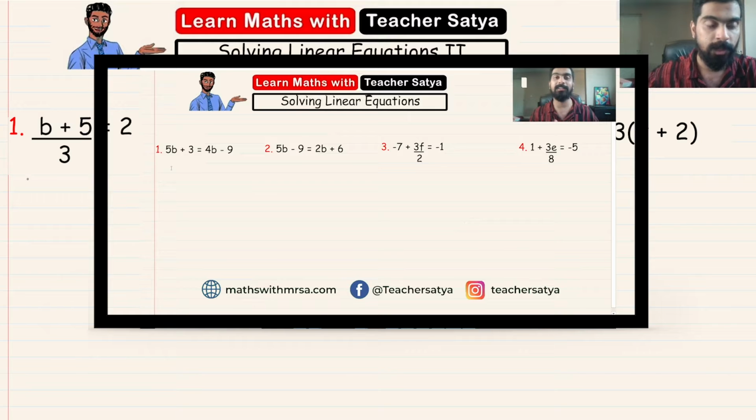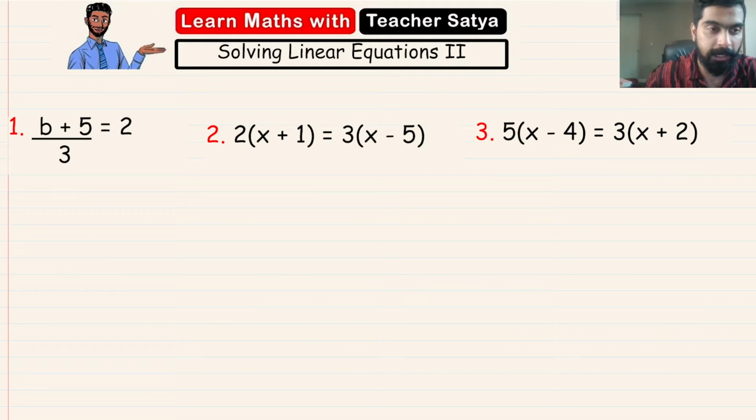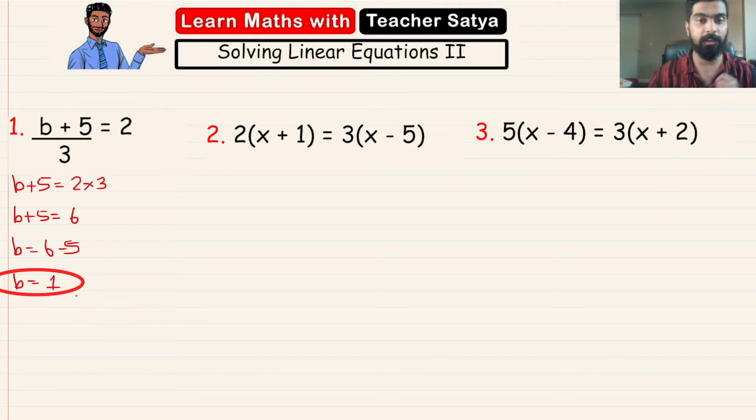Now first of all, we'll be getting rid of 3 to the other side. So we would have b plus 5 is equal to 2 multiplied by 3, right guys? So b plus 5 is equal to 2 times 3, which is 6. Now b would be equal to 6 minus 5. Therefore, b is equal to 1. Alright guys, so this is very simple.